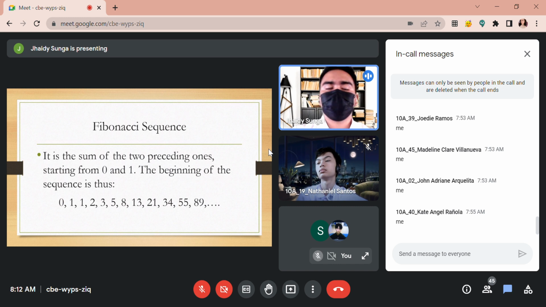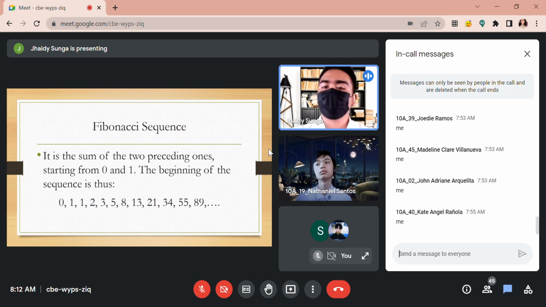So if we say Fibonacci sequence, you may have heard the name Leonardo Fibonacci. For the Fibonacci sequence, it is the sum of the two preceding ones, starting from zero. This Fibonacci sequence is very obvious because it always starts with zero. Starting from 0 and 1, the beginning of the sequence is 0, 1, 1, 2, 3, 5, 8, 13, 21, 34, 55, 80.